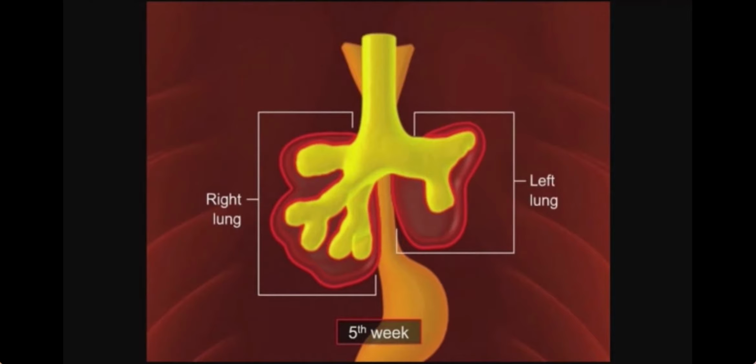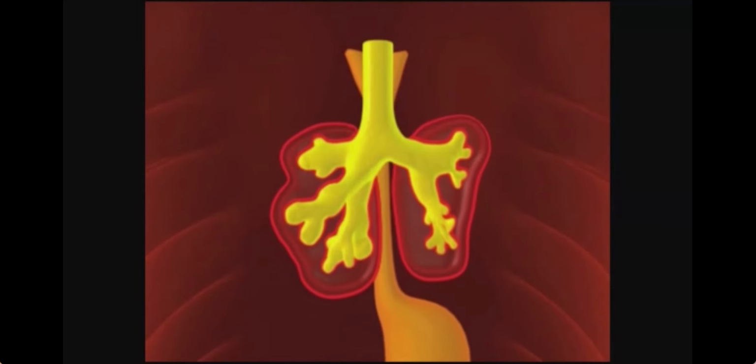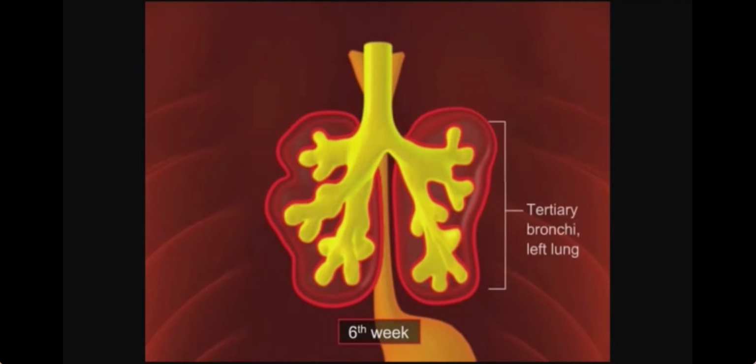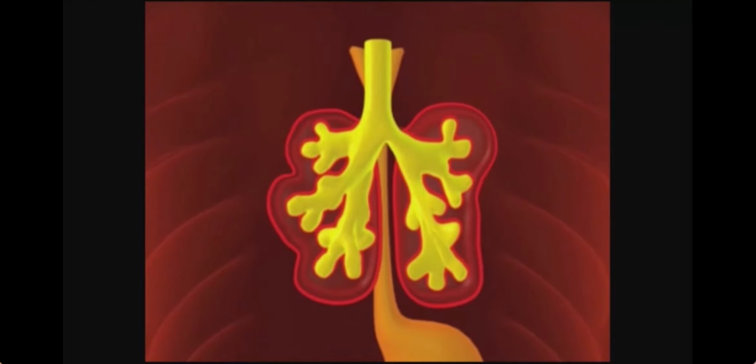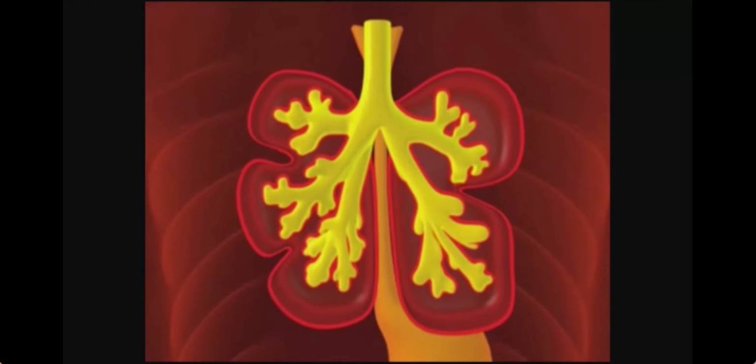By the 5th week, 3 buds are formed on the right lung and 2 on the left. These are known as lobar bronchi because each goes to a lobe of the lung. 3 on the right for the upper, middle, and lower lobes, and 2 on the left for the upper and lower lobes. By the 6th week, there are 10 tertiary branches on the right side and 9 on the left. Each supplies an area of the lung known as a bronchopulmonary segment.